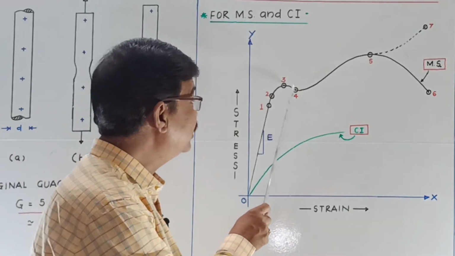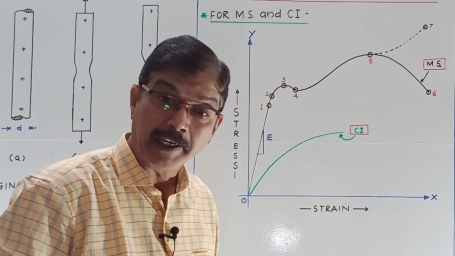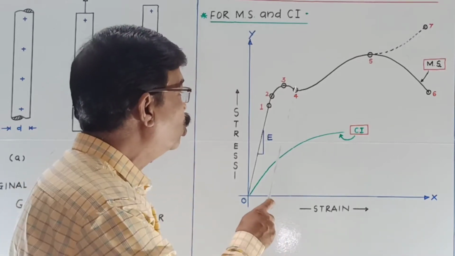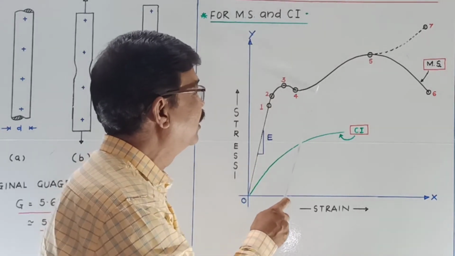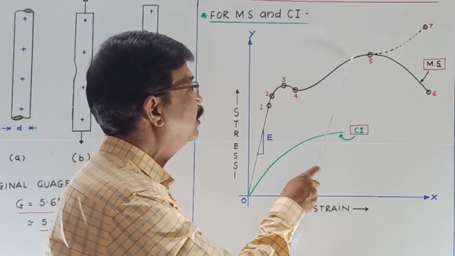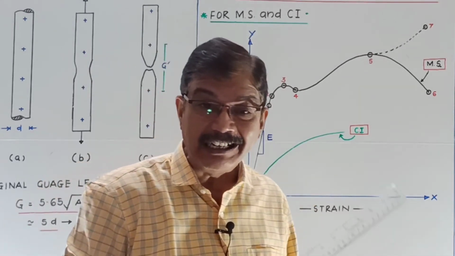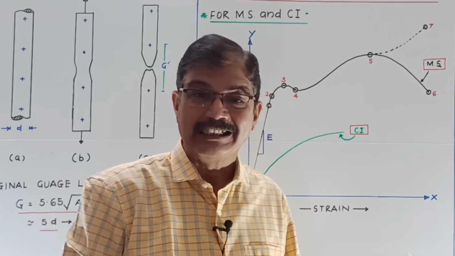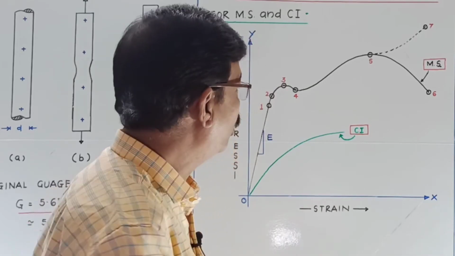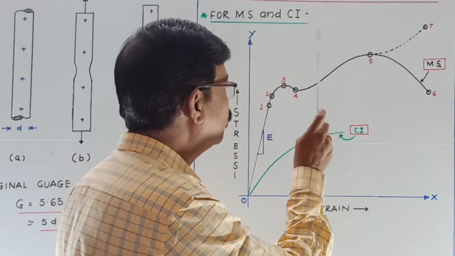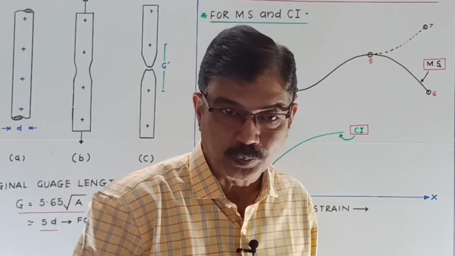Okay? After this point number 4, due to strain hardening, the material again starts taking load. Load increases, strain increases, stress increases, up to point number 5. Point number 5 is the point at which it carries the maximum load, the ultimate load. So the stress corresponding to point number 5 is known as ultimate stress.